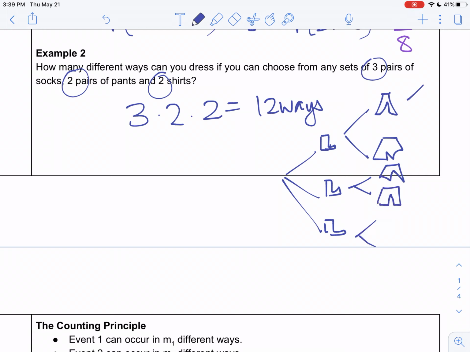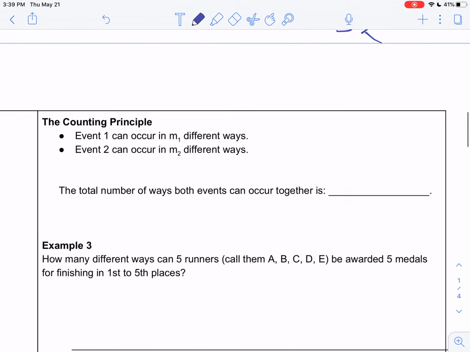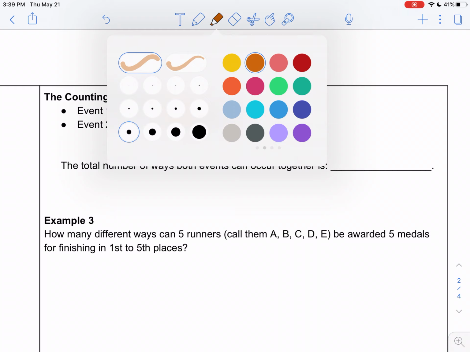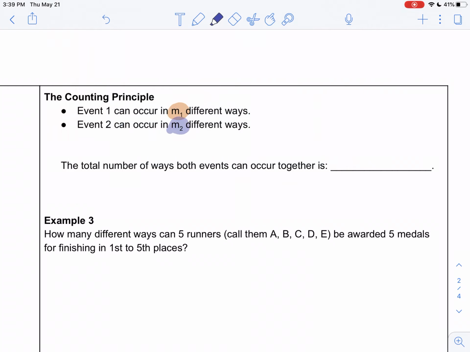So on and so forth, and then get your shirts that way if you want to have a visual representation of your tree diagram. Okay, so this is an example of the counting principle. If event number 1 can occur in M1 ways and event number 2 can occur in M2 different ways, the total number of ways that you can get those to occur together is M1 times M2. Okay, so that's the counting principle that we've been using in each of those examples.